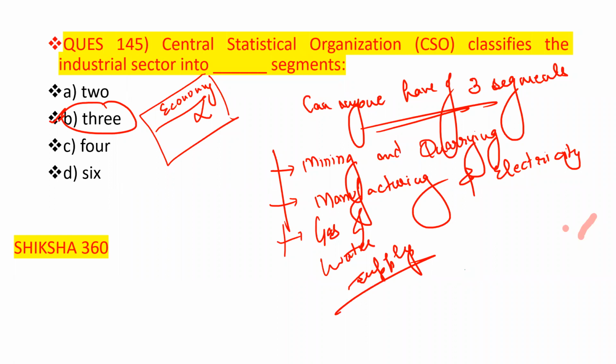From this chapter, only 2 to 3 main questions are to be formed. First, into how many segments it is divided: into 3 segments. Next, the names of the 3 segments. First is mining and quarrying, second is manufacturing and electricity, third is gas and water supply. Please remember all these types of questions. In the examination you will find them.